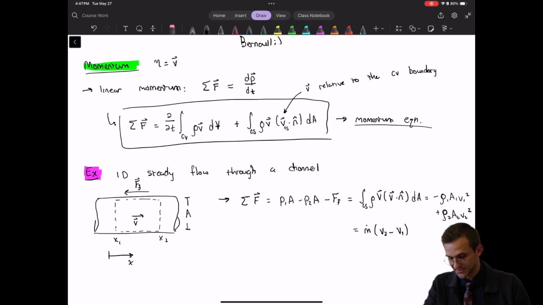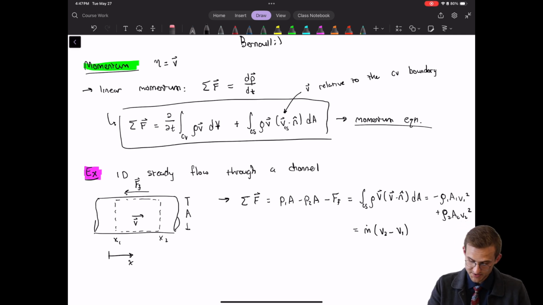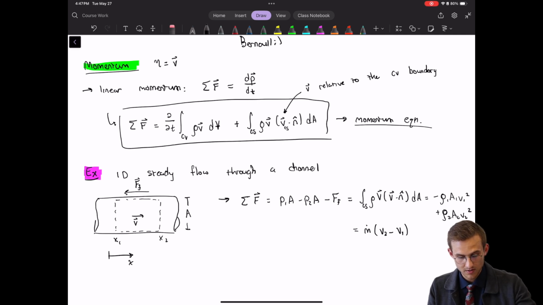Okay, and that's just because rho 1 a1 v1 is the mass flow rate at point 1. However, the mass flow rate is the same at point 1 and point 2 because of conservation of mass, right? We proved that before. So that's why you're able to just pull out the mass flow rate there in that equation.